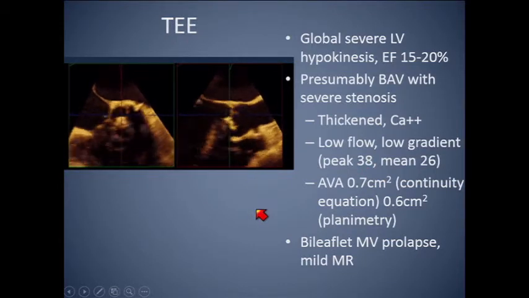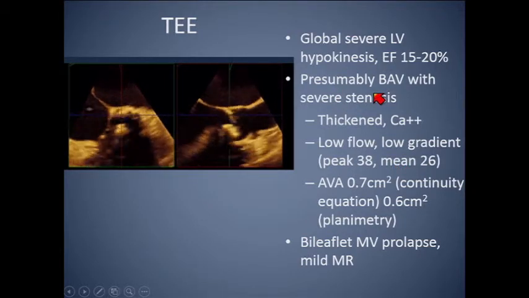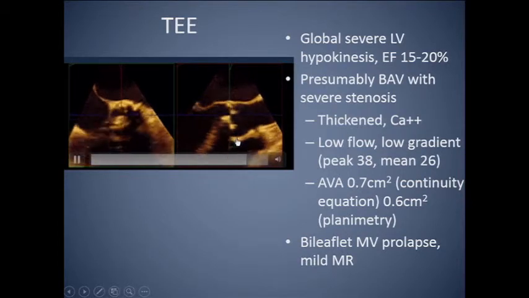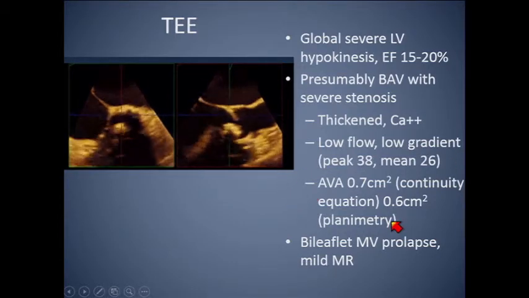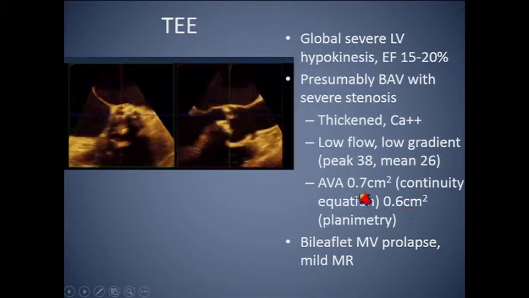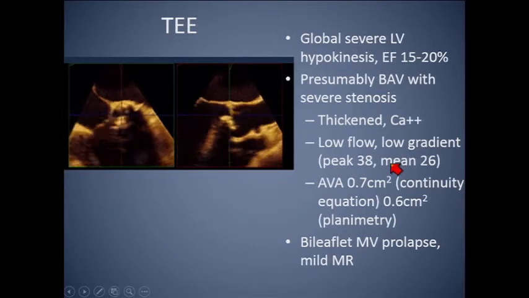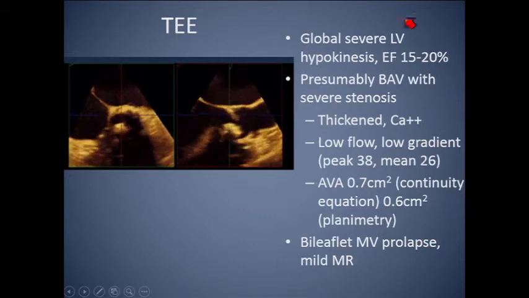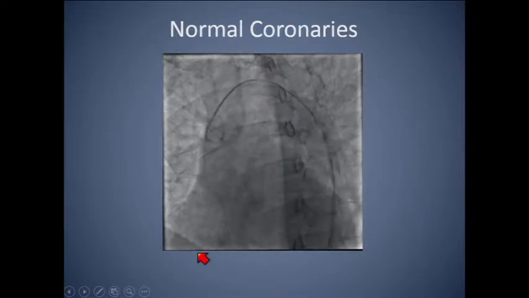And his TEE, I'm not showing the LV views, I'll show you that on MR. He had severe global hypokinesis, low EF. He had an uncertain aortic valve morphology. It looked like it was probably bicuspid with a big, heavy calcification. Both by continuity equation and by planimetry, his aortic valve area showed severe stenosis, yet he had a low flow, low gradient state. It's the paradox of someone having severe aortic stenosis whose LV has decompensated. Their pressure gradient isn't going to be that bad.